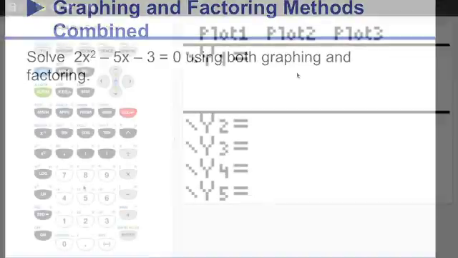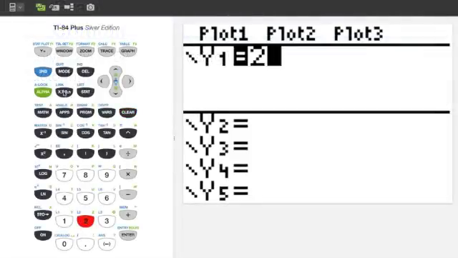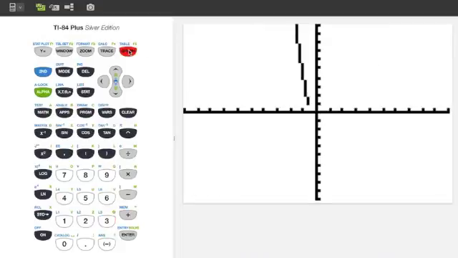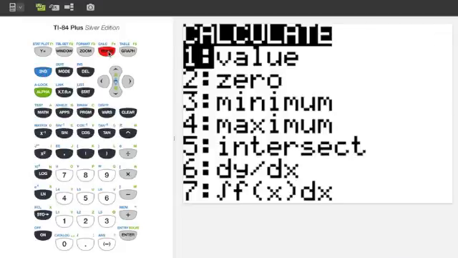Let me show you how to use the calculator and graph 2x squared minus 5x minus 3. And graph that. This is on a standard window. It appears that we have an intersection here. Let's go to second, trace, which is calc. We want to find a 0.